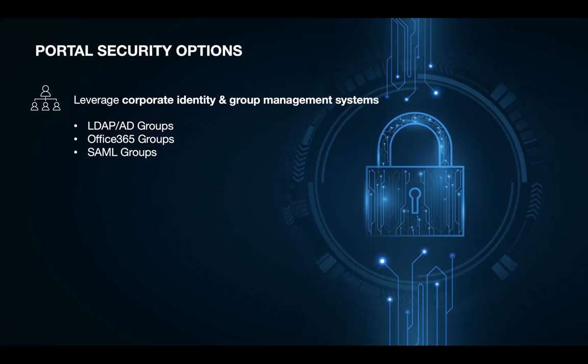First of all, you can set up security so that you're leveraging your corporate identity and group management systems. That could be your LDAP or AD groups, your Office 365 groups, or your SAML groups, whatever you're using. If you're already using these to align access to your content, whether that be content in SharePoint, Tableau, or Power BI, then you want to leverage that same metaphor to set the content and security within the catalog itself. We'll talk more in depth in a moment about what that means.